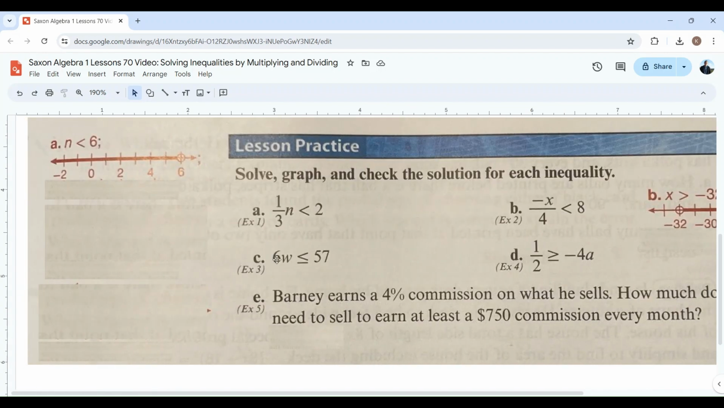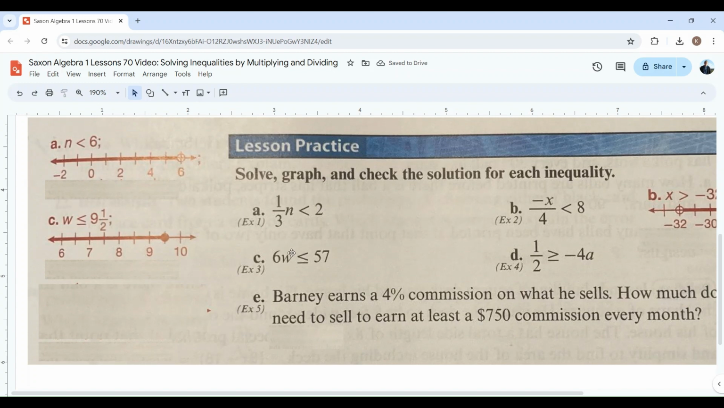Same thing is true for division. How do I get w on a side by itself? I need to divide both sides by 6, by positive 6. 57 divided by 6 is a fraction. It's going to actually be a fraction that can be simplified. I believe that's 19 over 3. 57 over 6 is 19 over 3. Hey, I divided both sides by 6. Do I flip the sign? No.